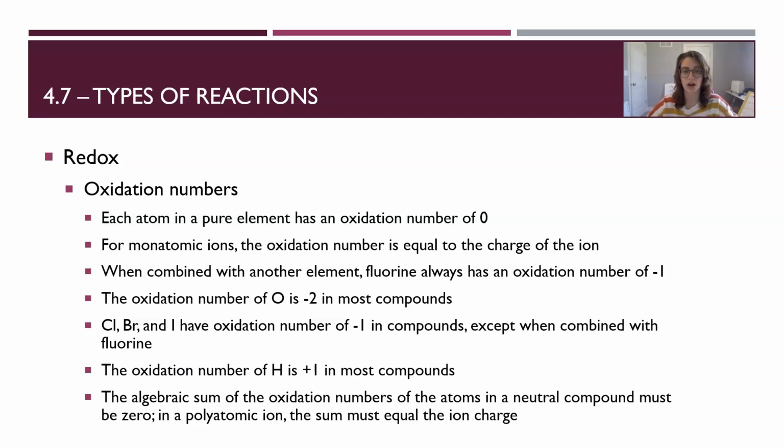So we can use our oxidation numbers to determine whether an element gained or lost electrons by its change in oxidation number. If your oxidation number gets more positive, it's losing electrons. If your oxidation number gets more negative, it's gaining electrons. That's how we can use our oxidation numbers to decide if something is going through oxidation or reduction.